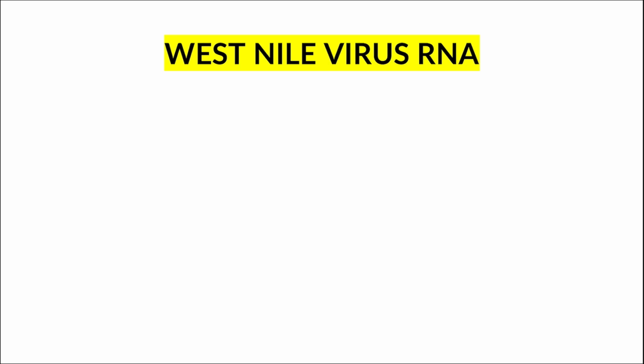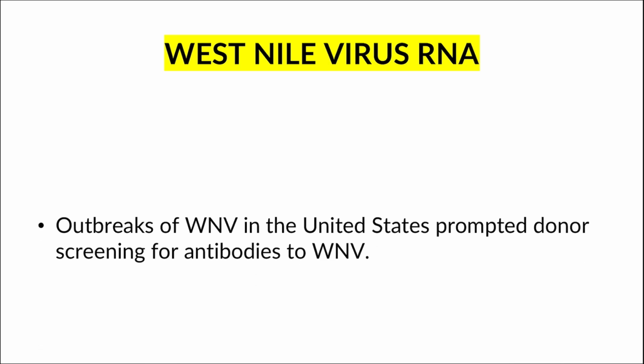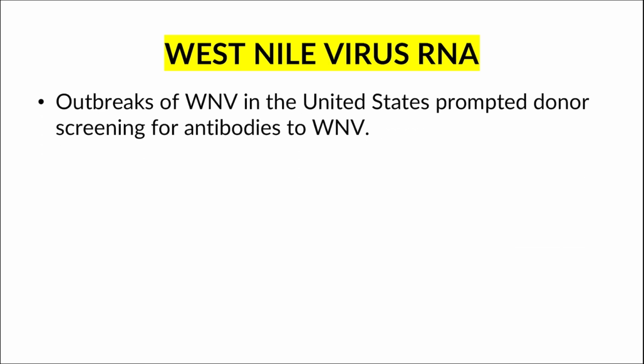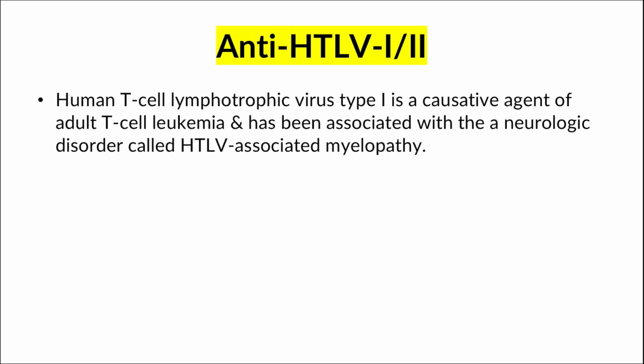How about this one? The West Nile virus RNA. This is not common in the Philippines. Usually the outbreaks of WNV or West Nile virus in the United States prompted the donor screening for antibodies to West Nile virus. Next one, the anti-HTLV 1 and 2. That's human T-cell lymphotropic virus type 1 or type 2.